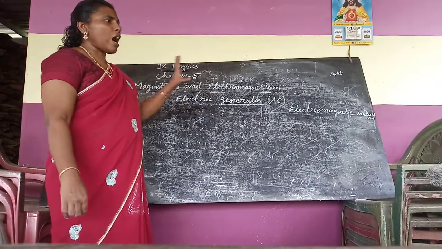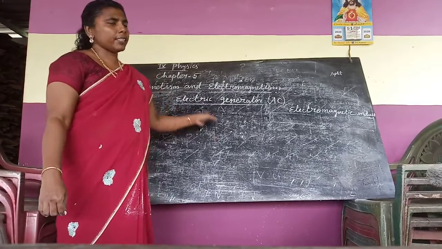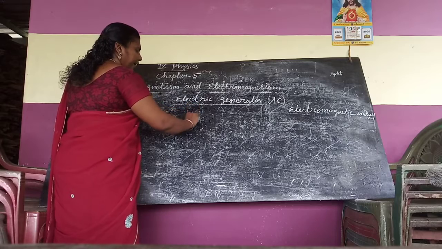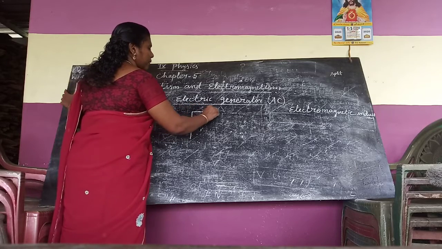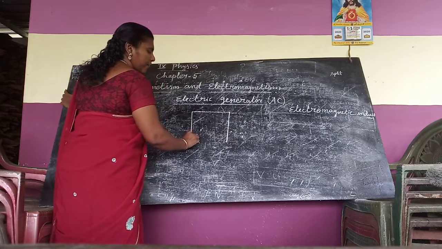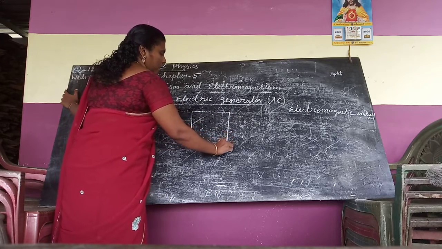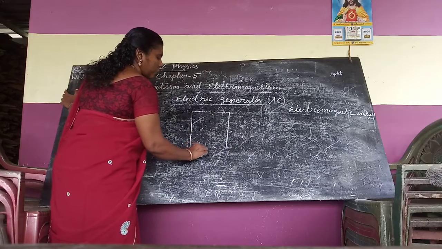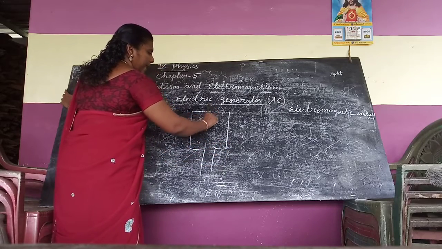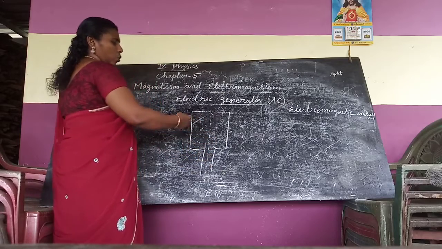Now we will learn how to draw the diagram of the electric generator. All of you listen here. First, take a rectangular coil of wire. Those who learned the electric motor will find this very easy. It consists of a rectangular coil of wire. This is a rotating device, and the middle axle is there. Through this axle it will rotate.